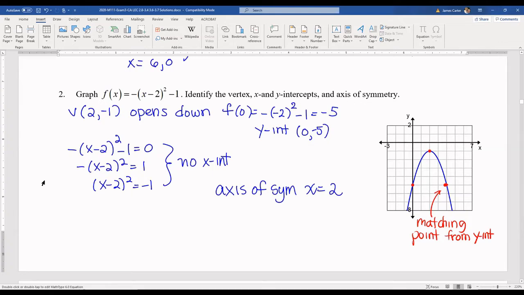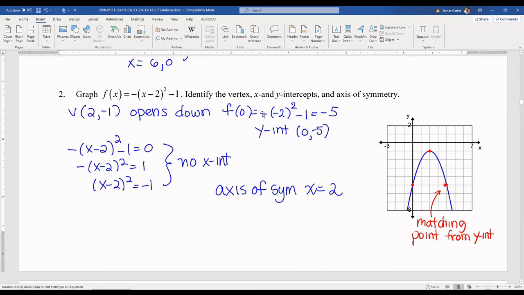Okay, problem number 2. This time we have a negative A, so this thing's going to open downwards. The line of symmetry is going to be x equals positive 2. 1, 2, you can see the line of symmetry here. To find the y-intercept, we replace this x with 0, and we get negative 2 squared is 4 times a negative is negative 4, minus 1 gives us negative 5.